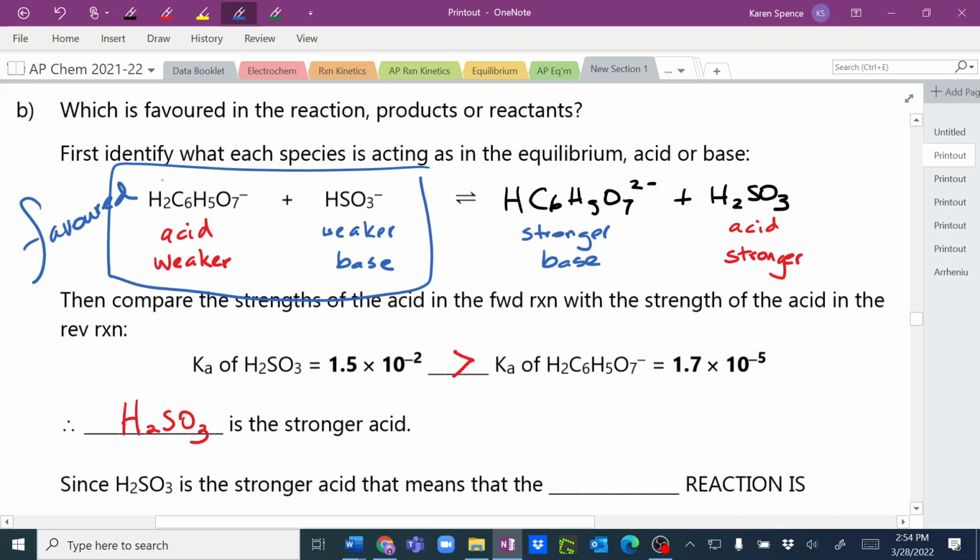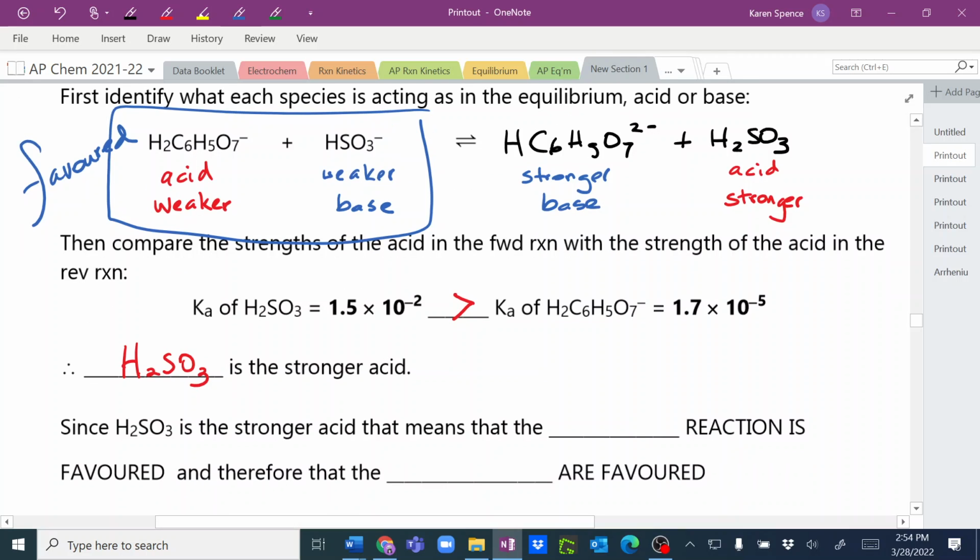What does that tell us? That means that the reverse reaction is favored, therefore the reactants are favored. So what could you say about KEQ for this overall reaction? KEQ is small, KEQ is less than 1.